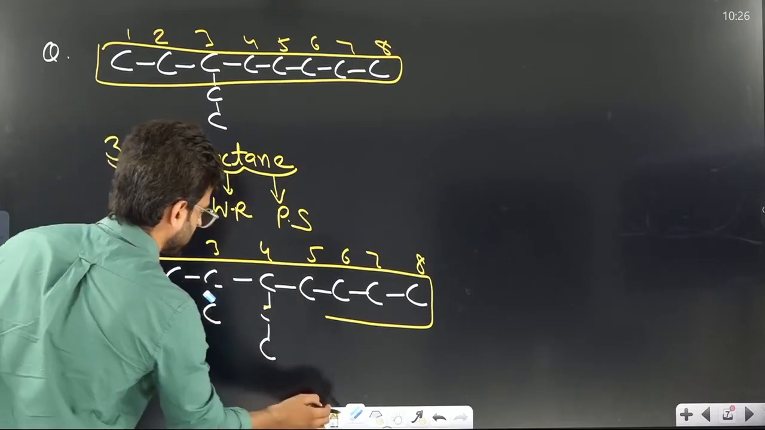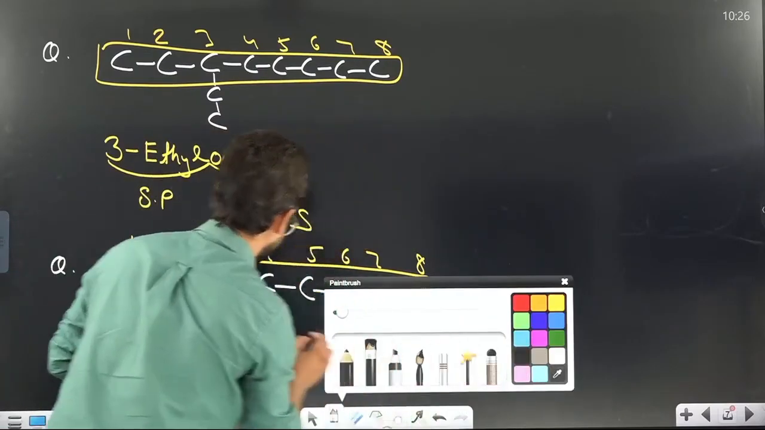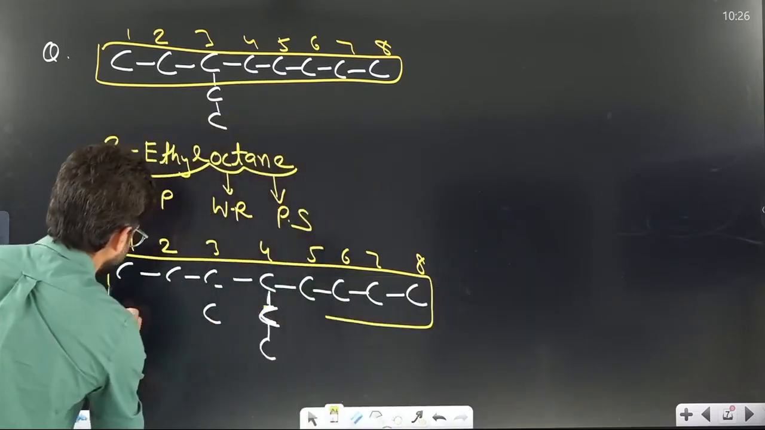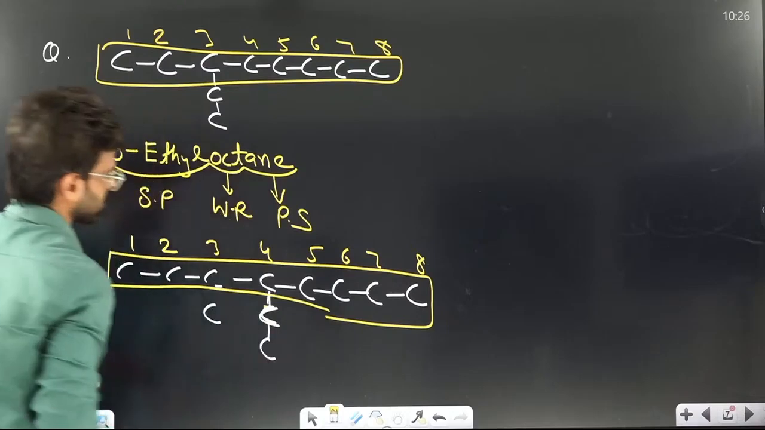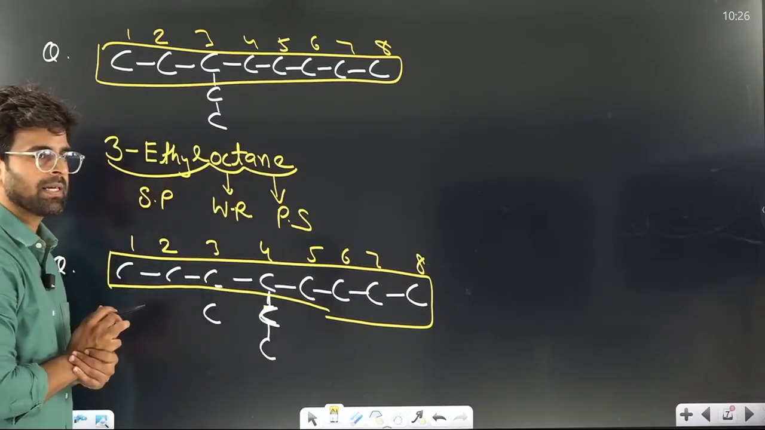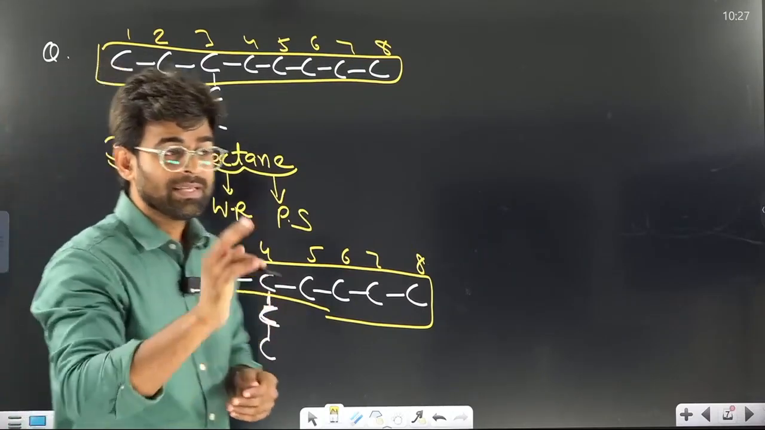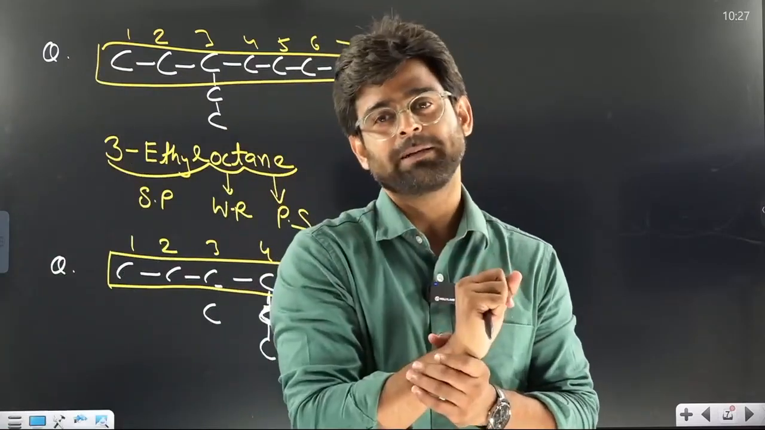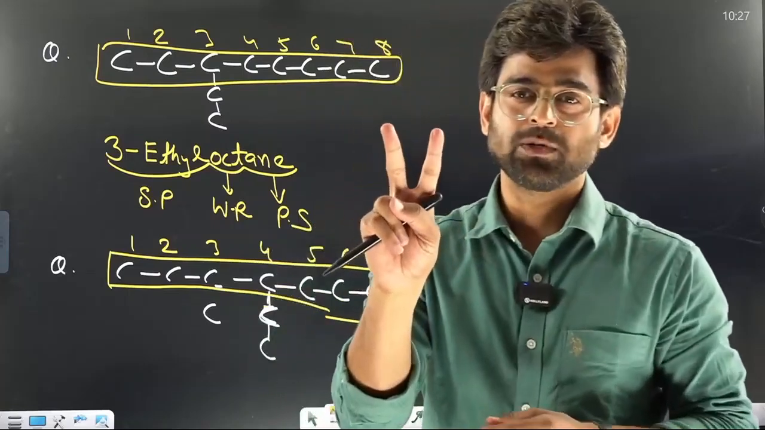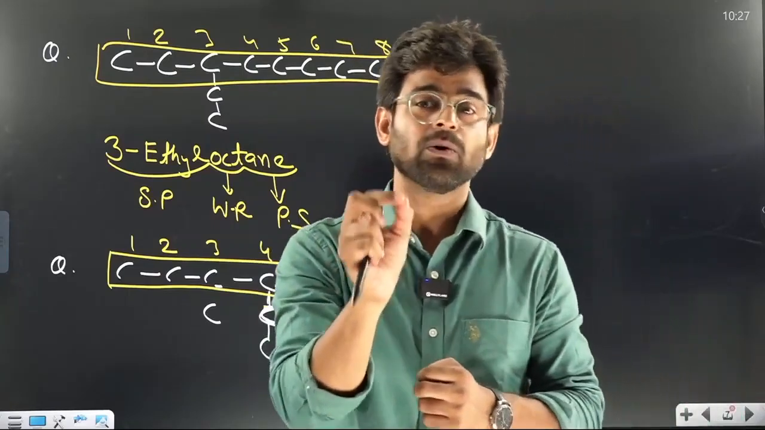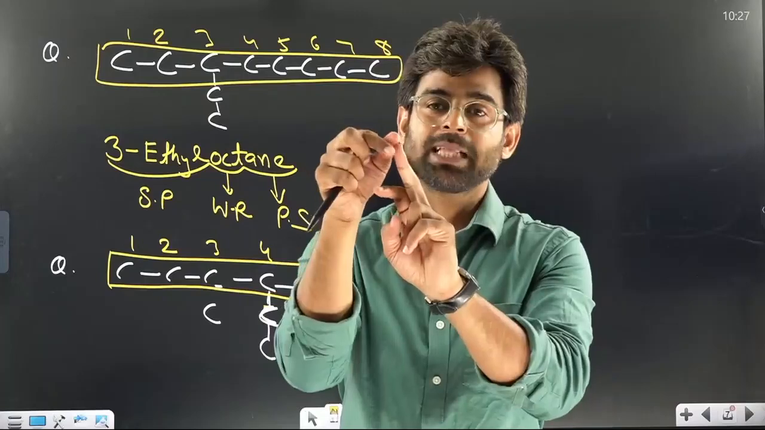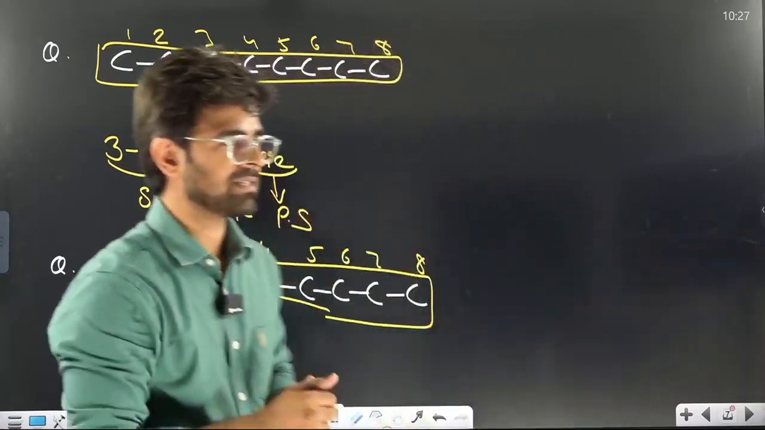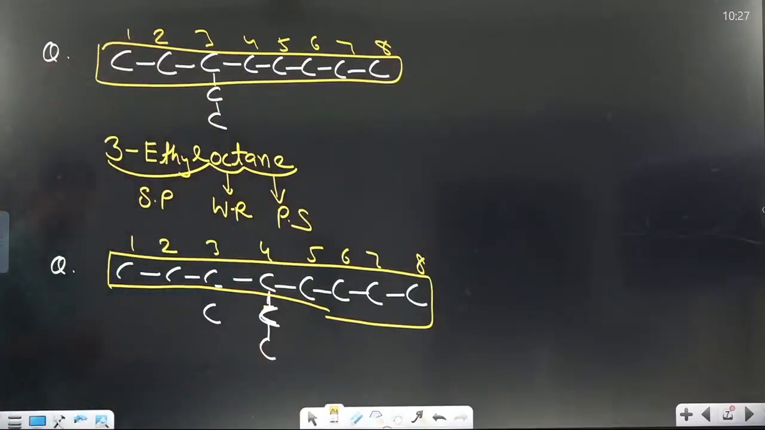If you have confusion, I am writing it once again. This is our main chain. Very good. Now remember, when there are 2 substituents, you have to write them in alphabetical order. I have ethyl, I have methyl. So E comes first. Ethyl, then methyl, and then the name. Very good.